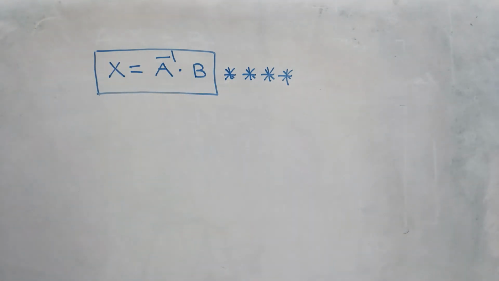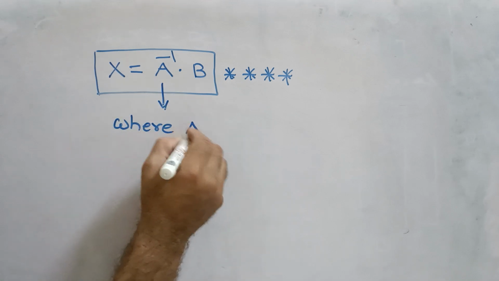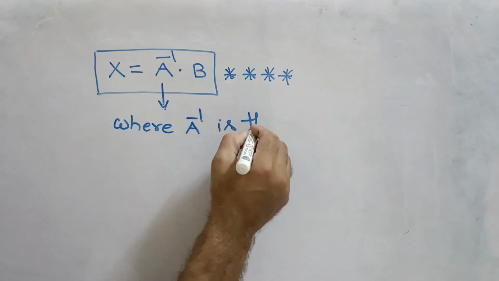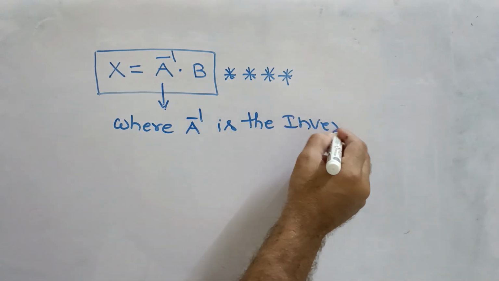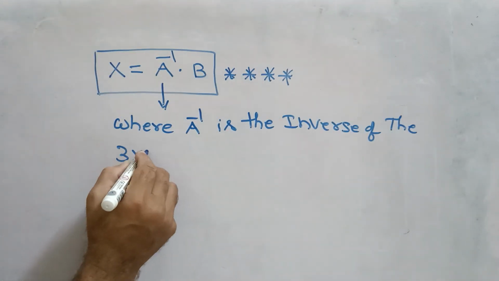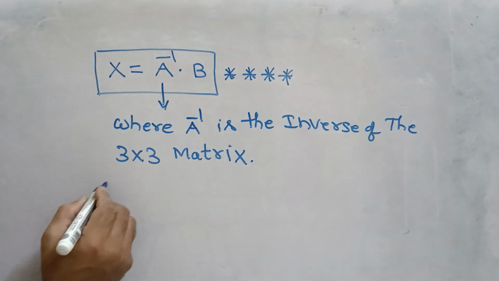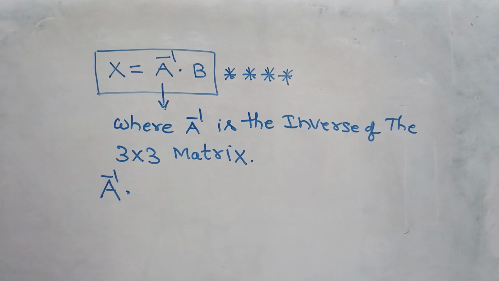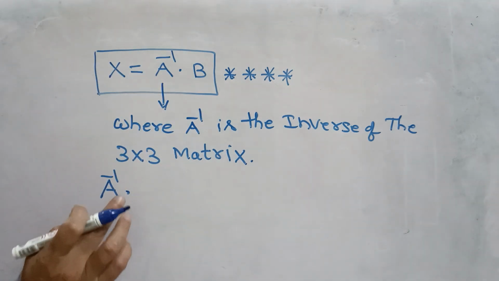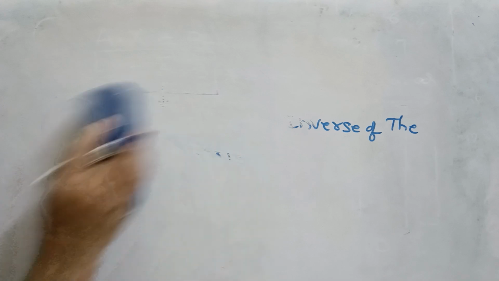What is A inverse here? What is this A inverse? A inverse is the inverse of the 3 by 3 matrix. That is the inverse of the 3 by 3 matrix, right? Therefore, I have to find out the inverse first. I have to find out the values of A inverse, right? How to find out A inverse? That is very important. How to find out A inverse? Very, very simple.